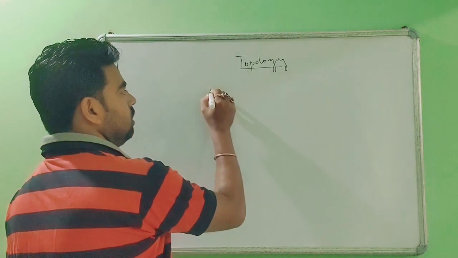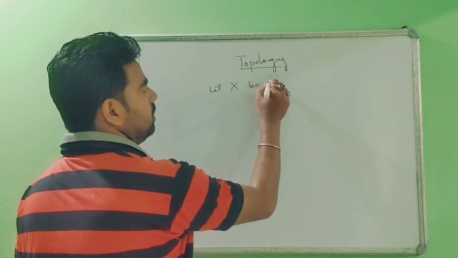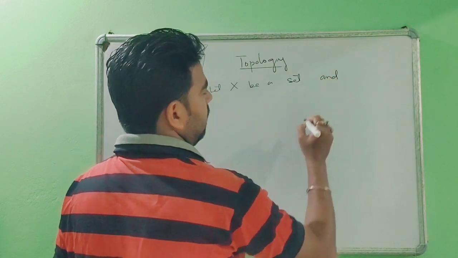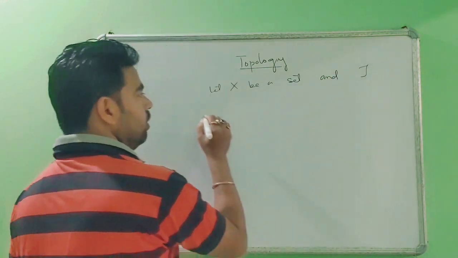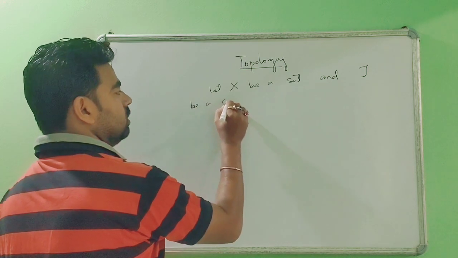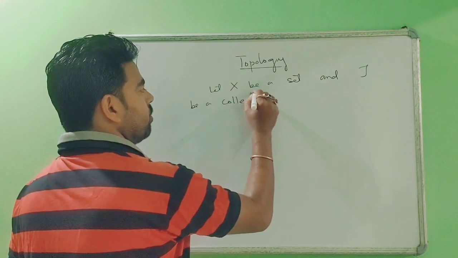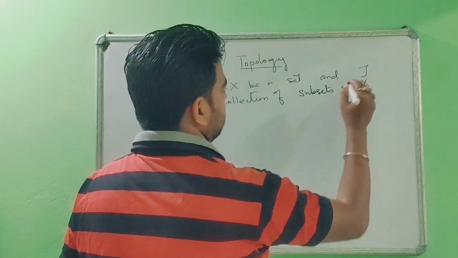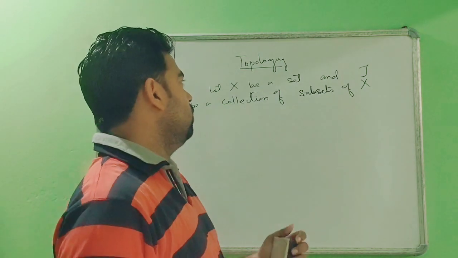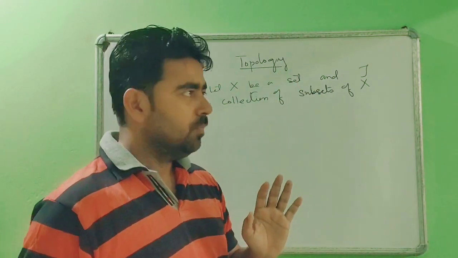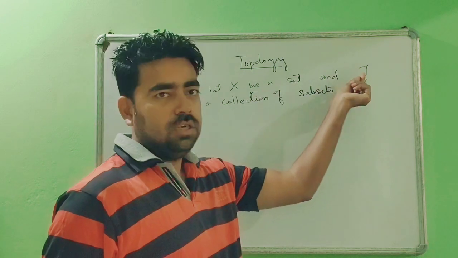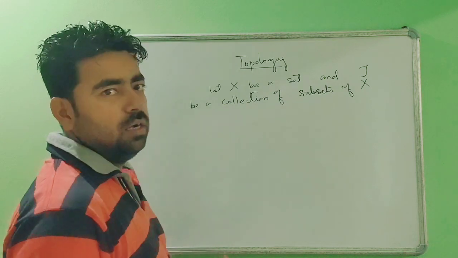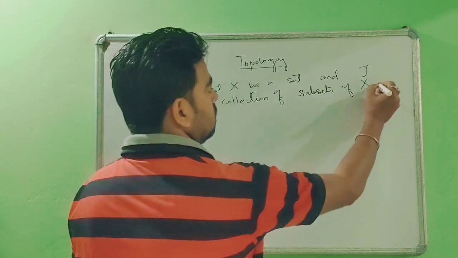So the definition is, let X be a set and tau be a collection of subsets of X. टाउ जो है वो X का कुछ सबसेट्स का कलेक्शन है. नाउ ये कलेक्शन ऑफ सेट्स जो है वो टोपोलॉजी कब बनता है? So there are three conditions under which tau becomes a topology.